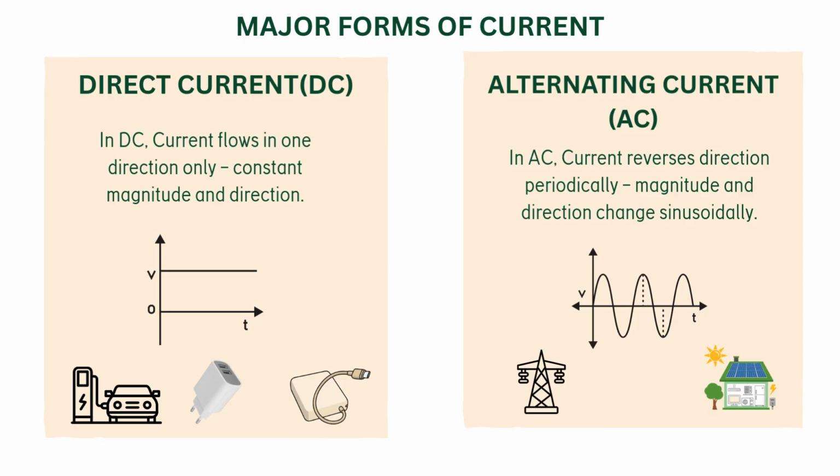In alternating current, current reverses direction periodically. The voltage time graph shows the magnitude and the sinusoidal direction change. Alternating current, AC, is primarily used for powering homes and buildings, running industrial machinery, and long-distance transmission of electricity from power plants to substations.